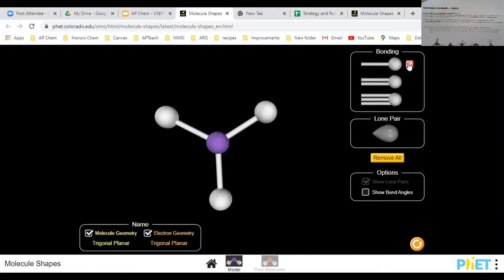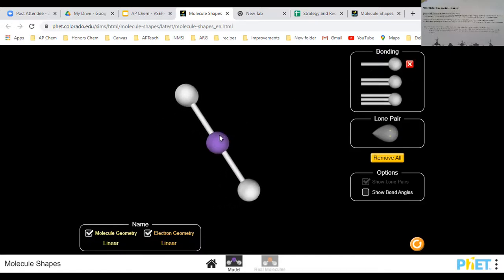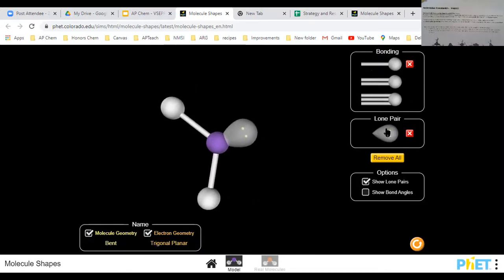But whenever we take away a bonded atom and have a lone pair, now the electron geometry is still trigonal planar, but the molecule we call bent. Because we just see this boomerang, we don't see the whole thing because we don't see unpaired or unshared electrons. And this bond angle is not 120. It will be less than 120.